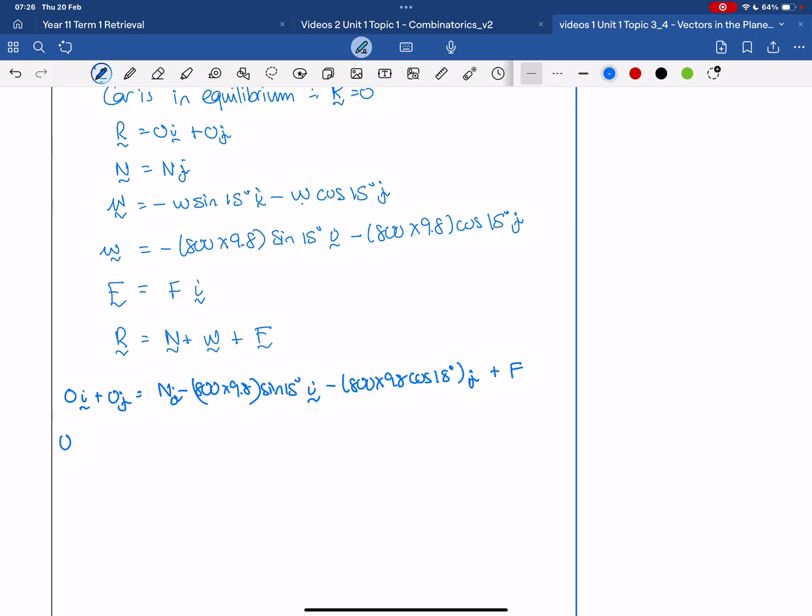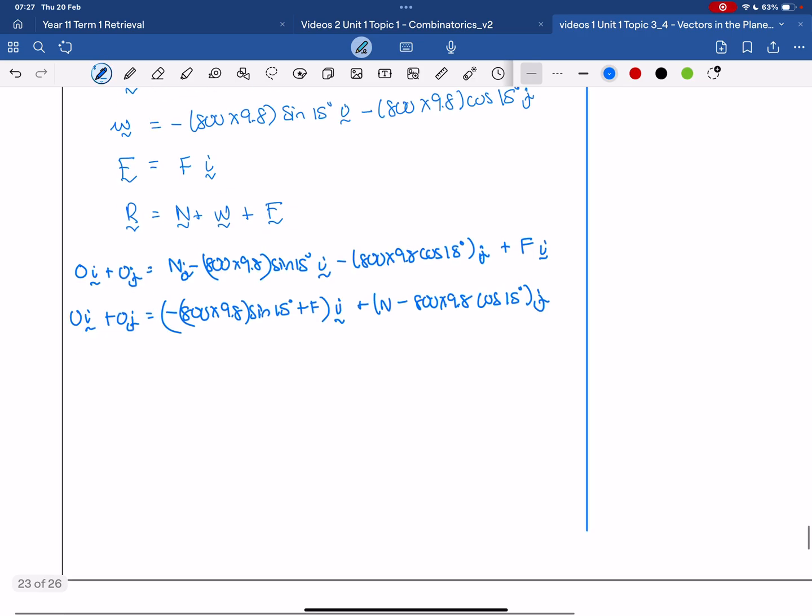And I can collect all my I and J components, so 0I plus 0J will be minus 800 times 9.8 sine of 15 degrees plus F, I, plus N minus 800 times 9.8 cos of 15 degrees, J. And hopefully you can see immediately where I'm going with this because I'm going to equate my I and J components.